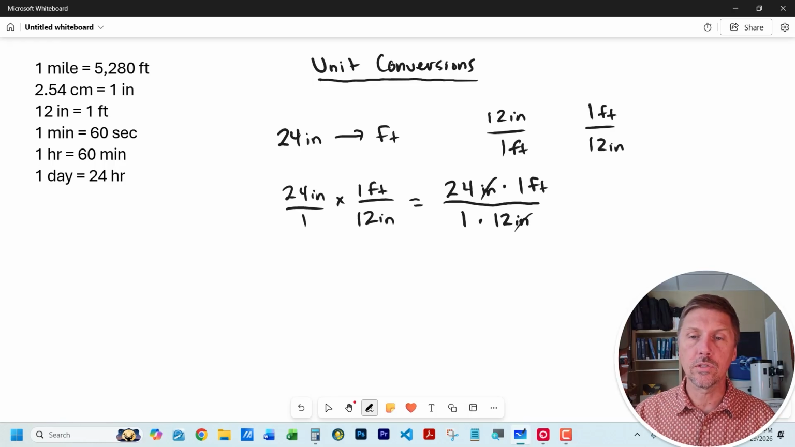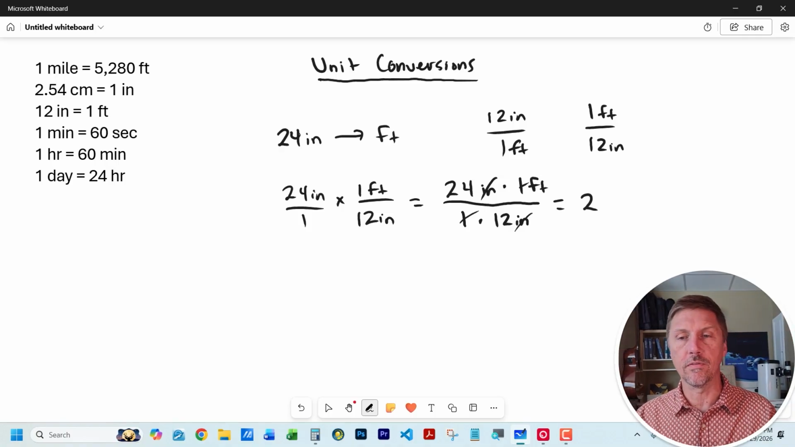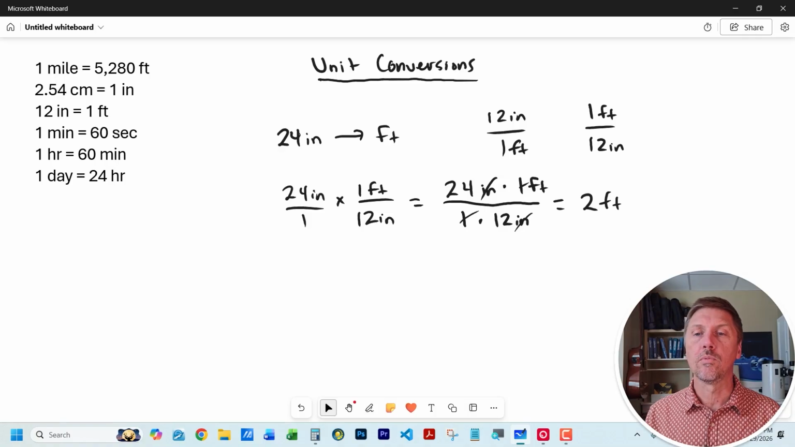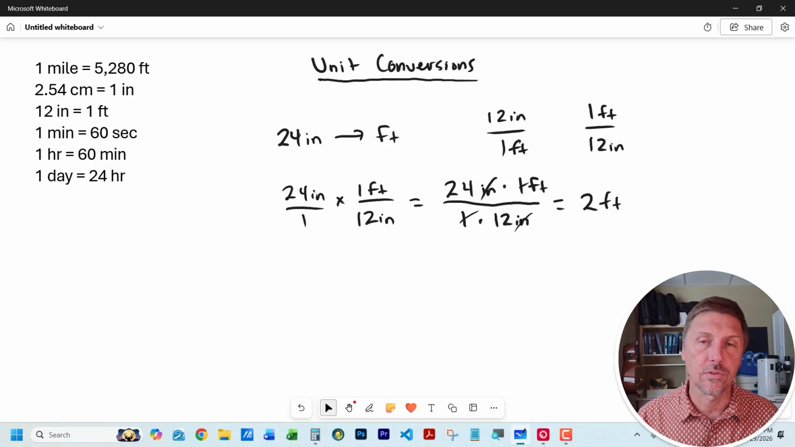And these inches units are going to cancel out, right? And so we could also say, I guess these ones here are going to cancel out. And we have 24 divided by 12, which is 2. And the only unit we're left with is the feet unit. So we have 2 feet as our final answer there, right?